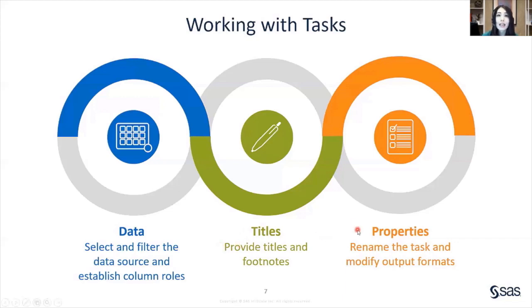Another common panel in tasks is going to be the properties panel. The properties panel allows us to rename the task label, so the label that we're seeing represented in our project. And we can also modify our output formats as well. So instead of seeing the default HTML output, you may want to choose to generate the results as a PDF or maybe even an Excel file as well.